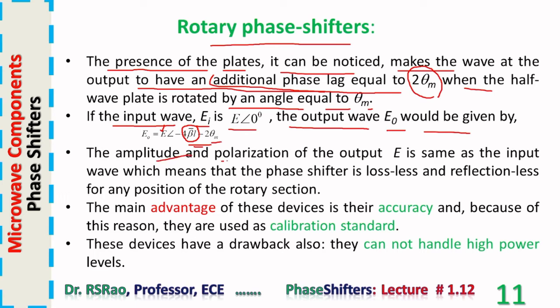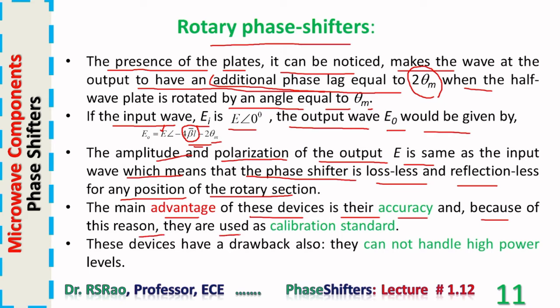The amplitude and polarization of the output E is the same as the input wave, which means that the phase shifter is lossless and reflectionless for any position of the rotary section. The main advantage of these devices is their accuracy, and because of this reason, they are used as calibration standard. These devices have a drawback also. They cannot handle higher power levels.